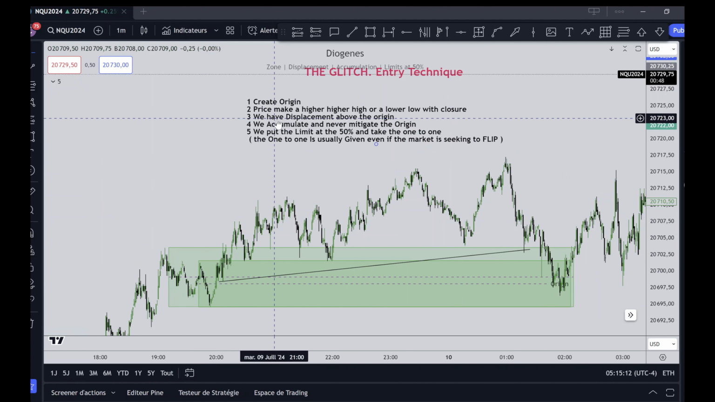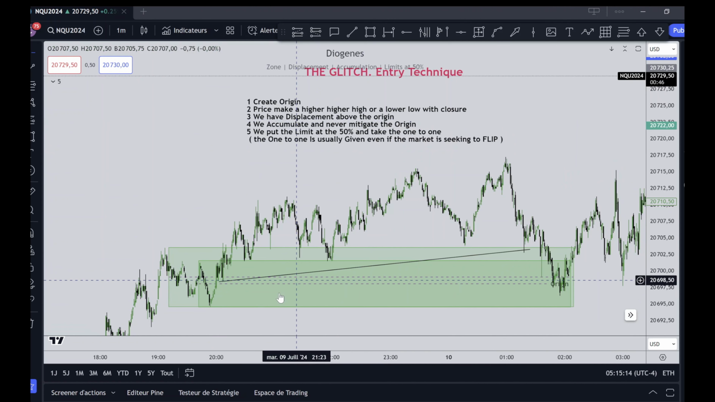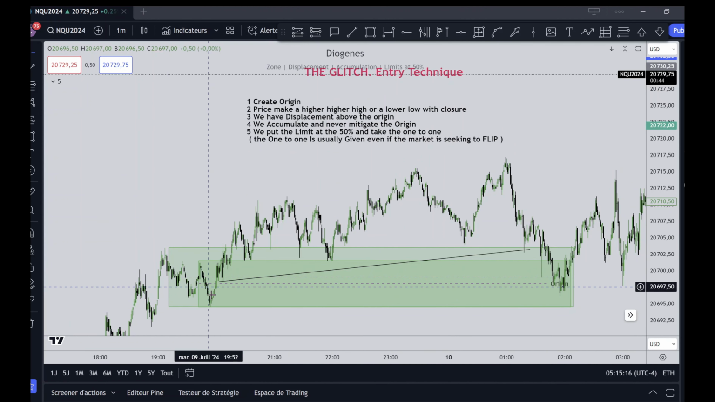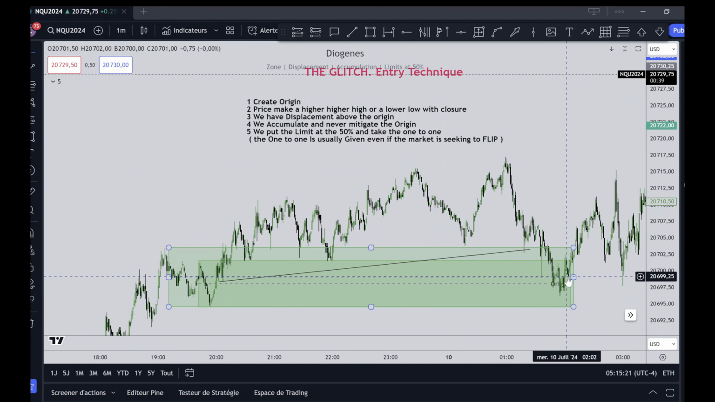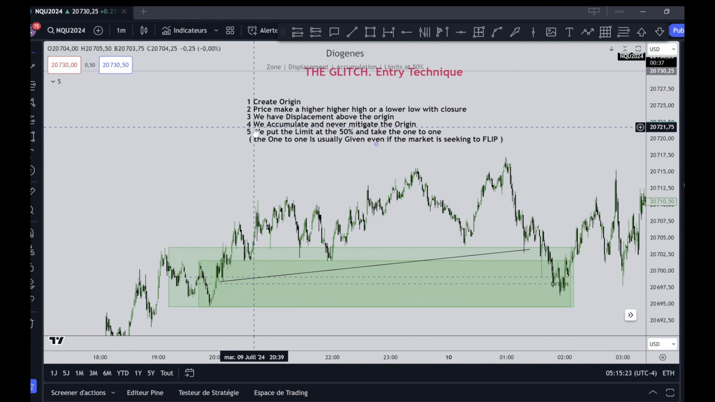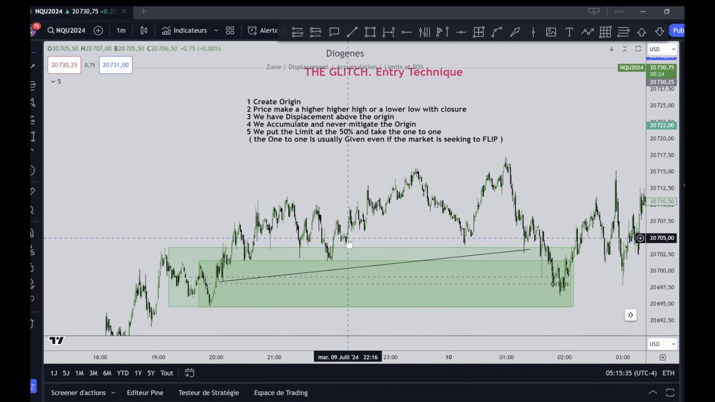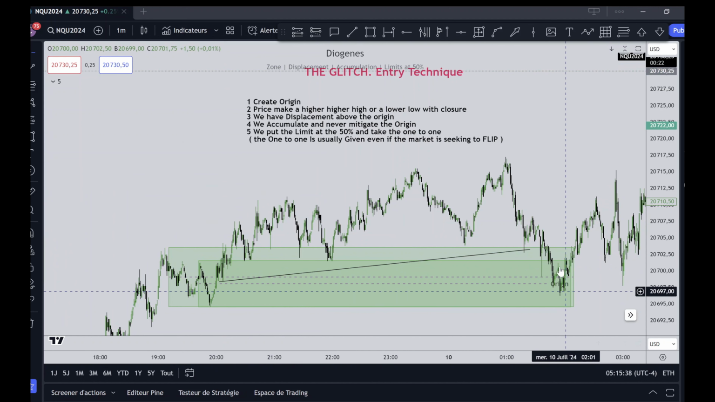Number 3, we have displacement above the origin. So we can see clearly that price displaced above the origin before it mitigates it. Number 4, we accumulate and never mitigate the origin. The price should create a lot of liquidity before mitigating it.